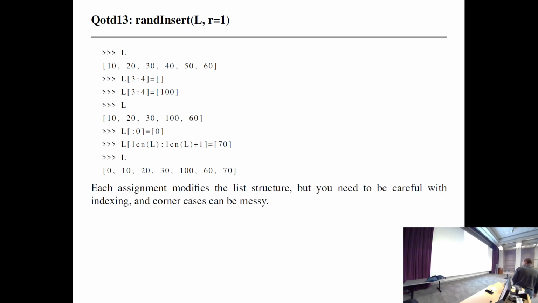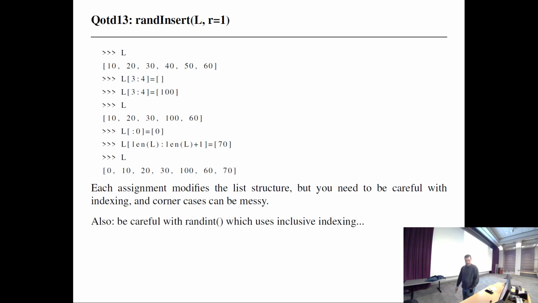So I could probably write a code. I need to be careful with indexing, and the corner cases can be a little tricky, so I need to test thoroughly. But there's another, and I have to be careful with randint, because remember when we introduced randint, I told you this is one of the few Python functions that uses inclusive indexing. So when you say randint(i, j), you're asking for a random integer between i up to and including j. Unlike with range and all the other indexing schemes, randint uses inclusive indexing. So it's a number between i and j inclusive.